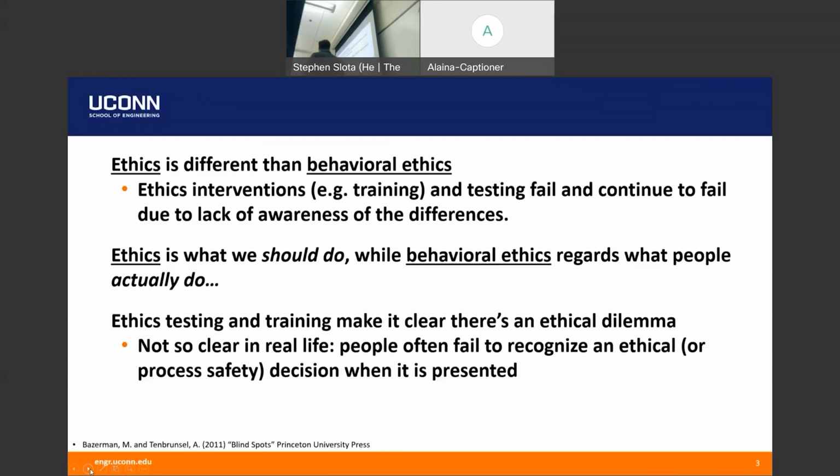People often really fail to recognize there's an ethical or process safety decision in the moment when it's presented, right? So there's this difference between how people think they behave and how they'll actually behave. And we want to try to use a game-based environment to get them to behave in the way they would actually behave in the moment rather than in a retrospective sense.